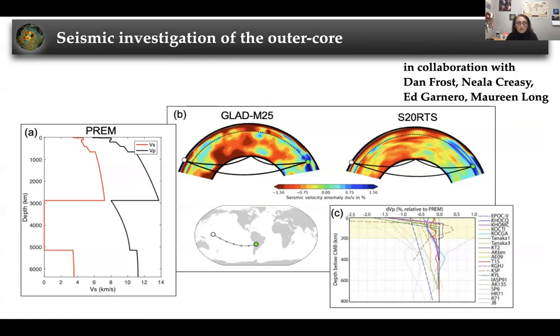And now our goal is also to take our measurements down to Earth's outer core. This is in collaboration with Dan Frost, Ed Garnero, and Maureen Long. We have this project all together. And Mila Creasy is my NSF postdoctoral fellow, my postdoc in my group. Now she's moving to Los Alamos in the new year. So we have been working together to investigate the Earth's outer core, again using 3D wave simulations.